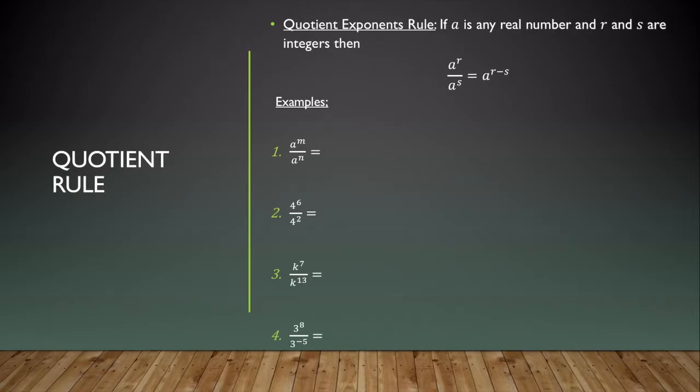Next, I'm going to introduce the quotient rule. So if a is any real number and r and s are integers, then a to the r divided by a to the s equals a to the r minus s. Now, why does this work?